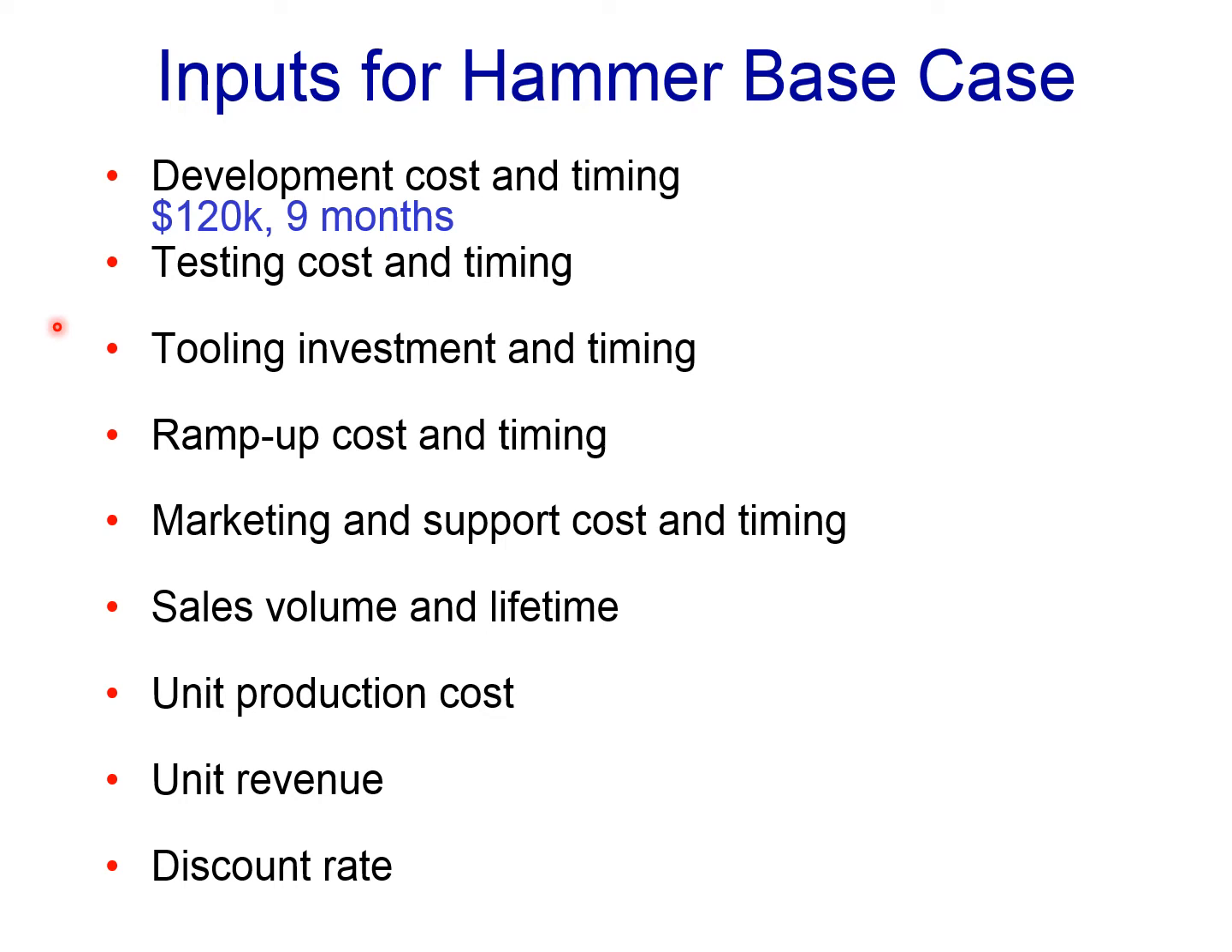Now we move on into testing cost and timing. What kind of testing do you suppose is needed here for this type of product, and when would that take place? So basically, I'll say that you give a bunch of hammers to a bunch of contractors and see how well they perform and how well these hammers are received. Let's say we make 1,000 hammers and distribute them to those contractors.